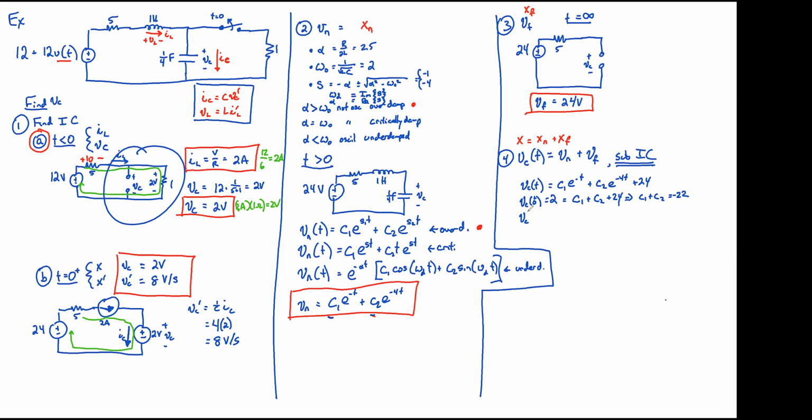Okay, how about our v sub c prime at 0 plus? From our initial conditions, it's going to be 8 volts per second. But take a look at this equation, take its derivative, and set it equal to that. What do you get? Negative C1 minus 4 C2. And then what happens to the 24? It turns to 0, because that's what happens to the derivative of a constant.